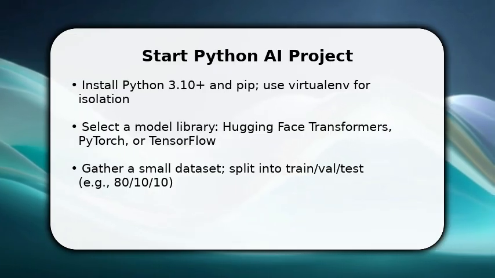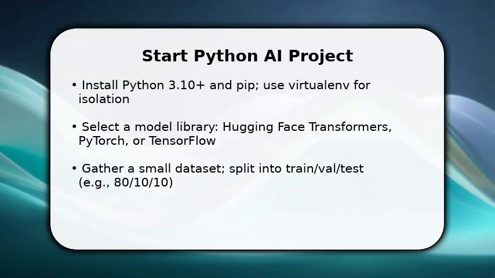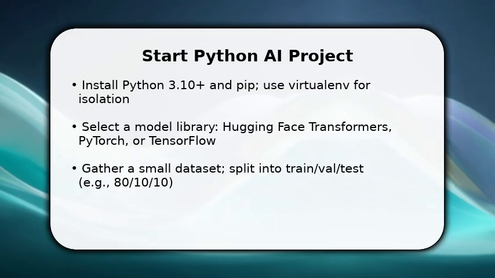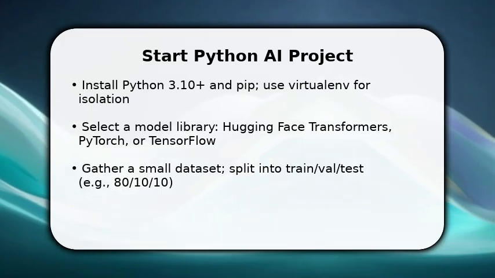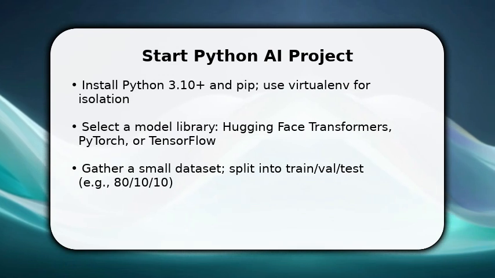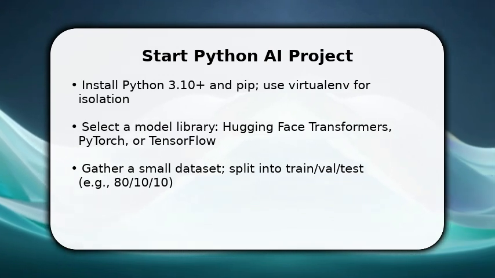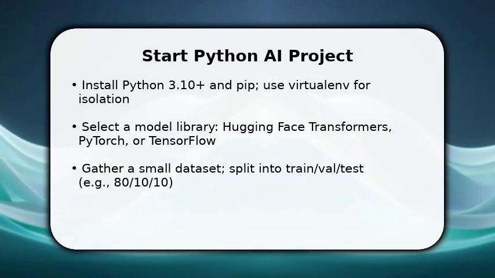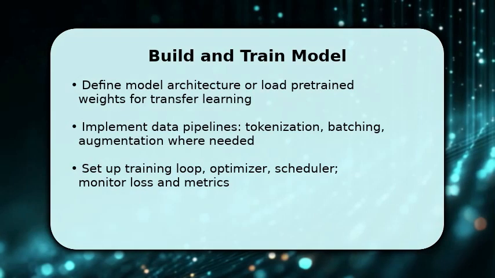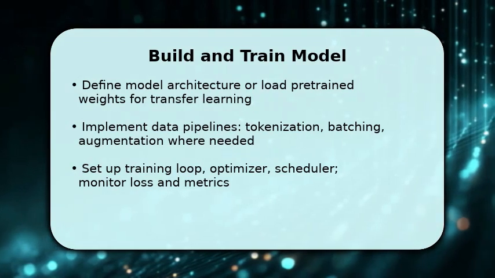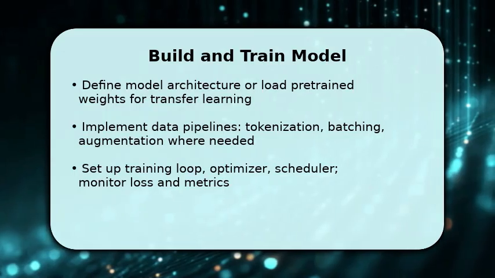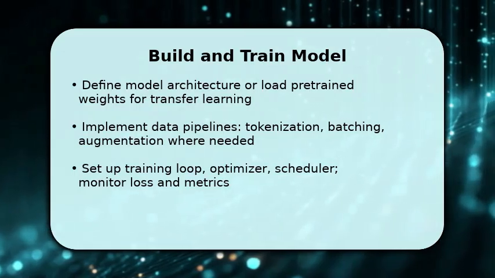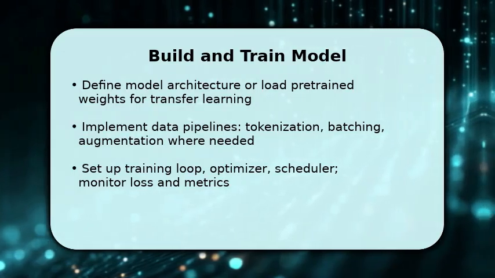Once chosen, prepare a small, labeled dataset and split it into train, validation, and test sets so you can measure progress. Also install essential tools like NumPy, Pandas, and a GPU-enabled build if you have a CUDA-capable machine. Now you construct the model or load pre-trained weights to save time and improve baseline performance. Transfer learning often reduces data needs.